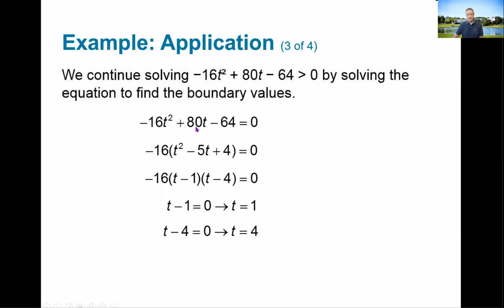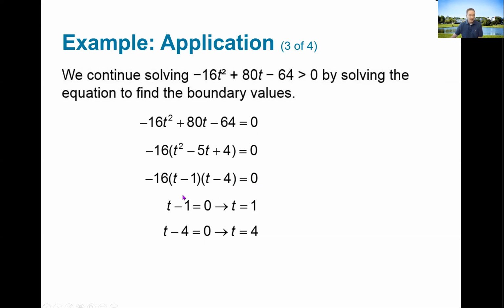16 goes into 80 5 times, into 64 4 times. I'm factoring out a negative, so this is going to be a -5 and this will be a +4. So I get -16 times t squared minus 5t plus 4. Now I'm looking for factors of 4 that sum to -5, and that's -4 and -1. So I get factors -16 times (t minus 1) times (t minus 4) is equal to 0.